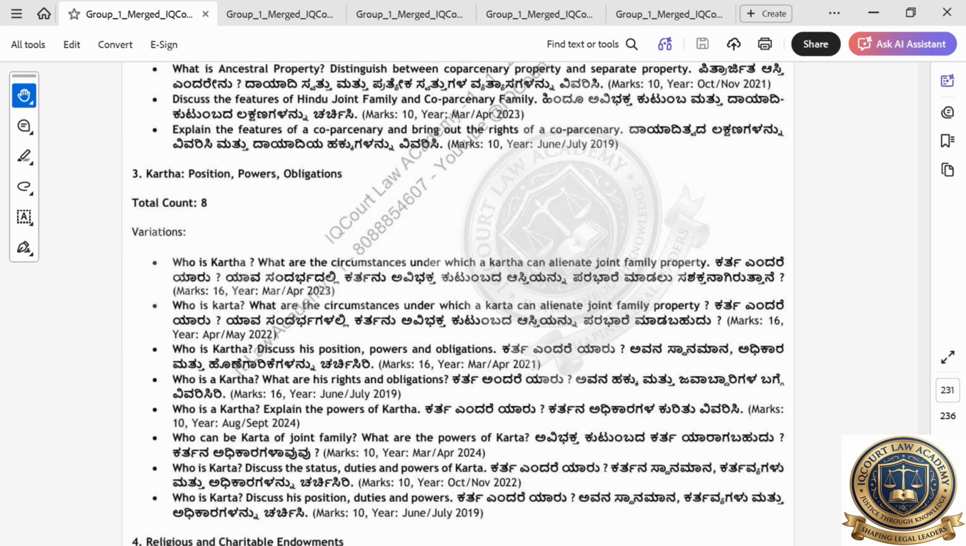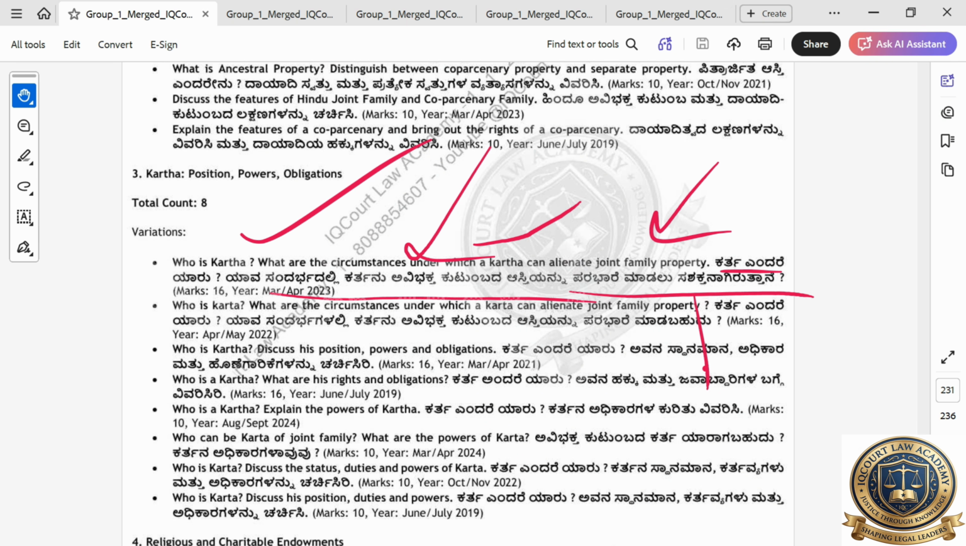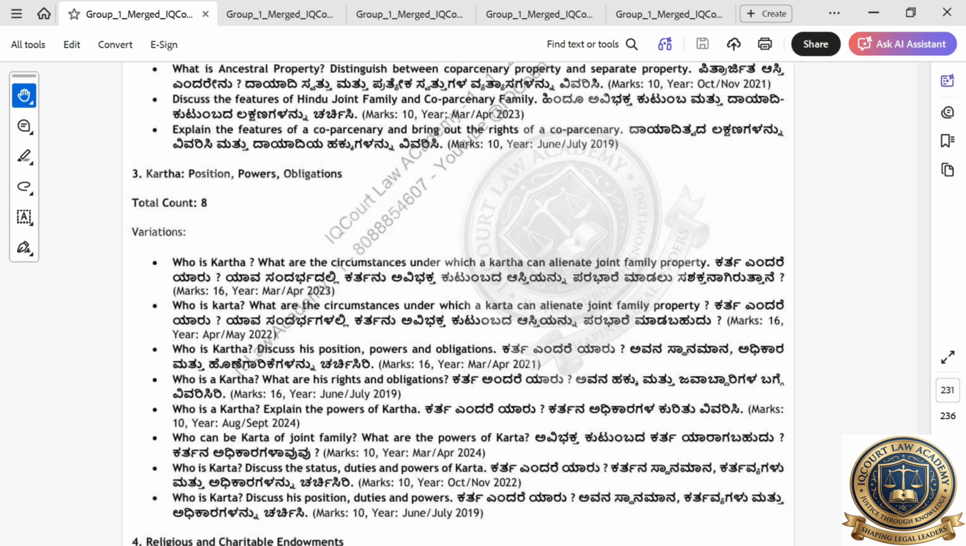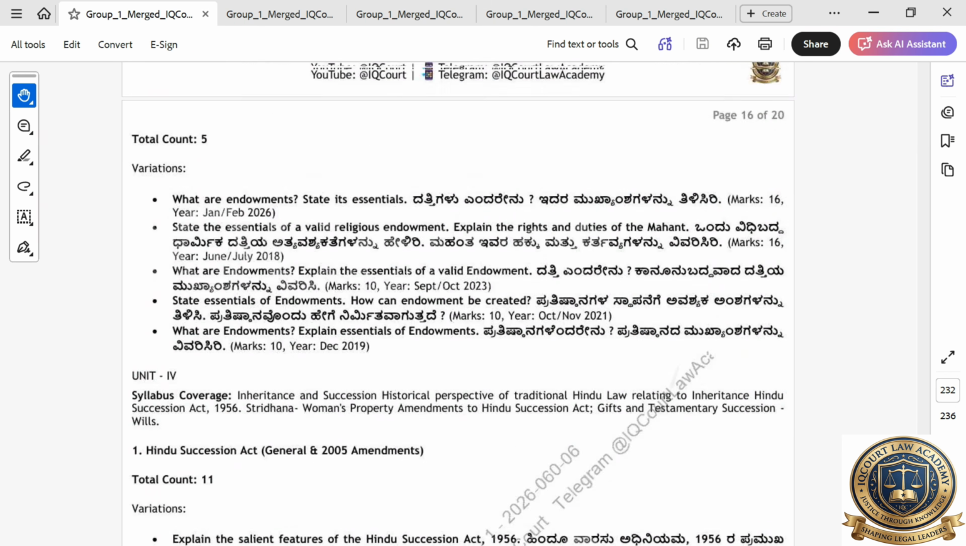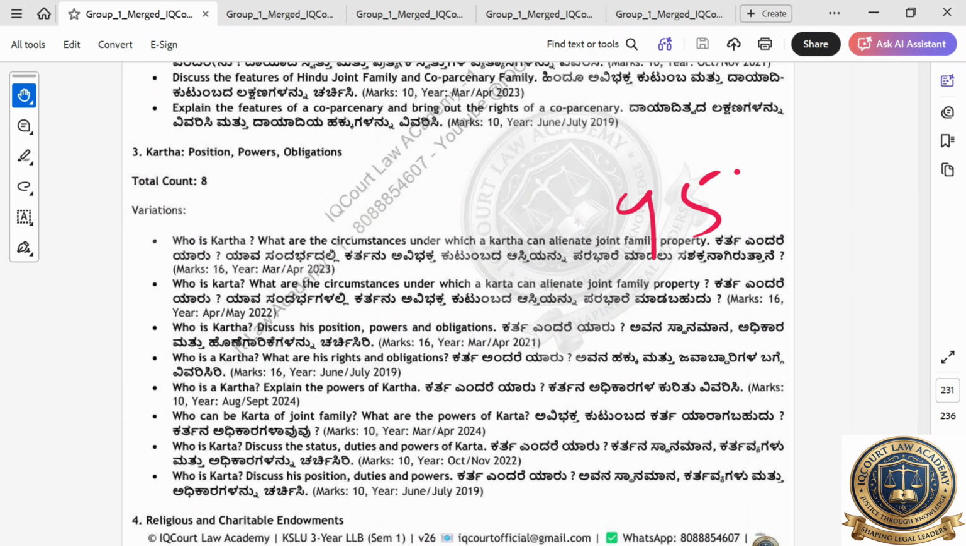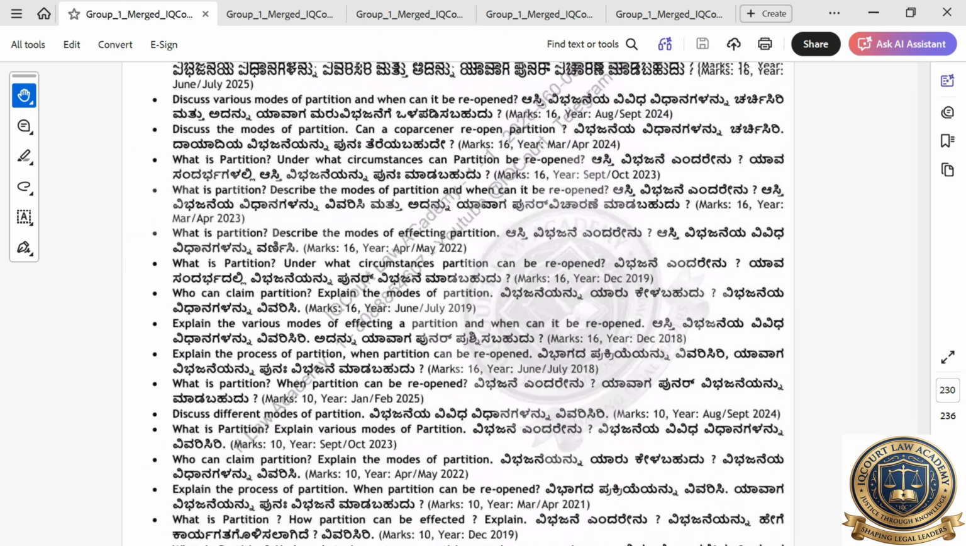They will ask this question: who is karta? What are the circumstances under which karta can alienate joint family property? Karta ಎಂದರೆ ಯಾರು? ಯಾವ ಸಂದರ್ಭದಲ್ಲಿ ಕರ್ತನು ಅವಿಭಕ್ತ ಕುಟುಂಬದ ಆಸ್ತಿಯನ್ನು ಪರಭಾರೆ ಮಾಡಲು ಸಶಕ್ತನಾಗ್ತಾನೆ, when he can sell the property to another person, when he will get the rights. This question is having 95% probability. This one, okay, 90% probability.